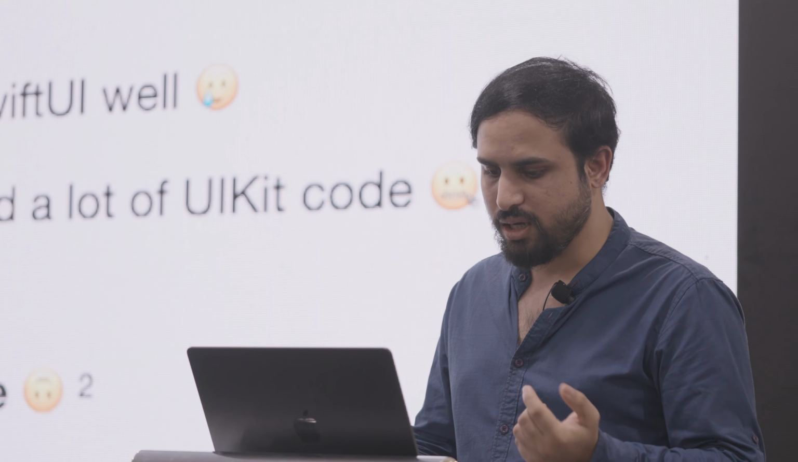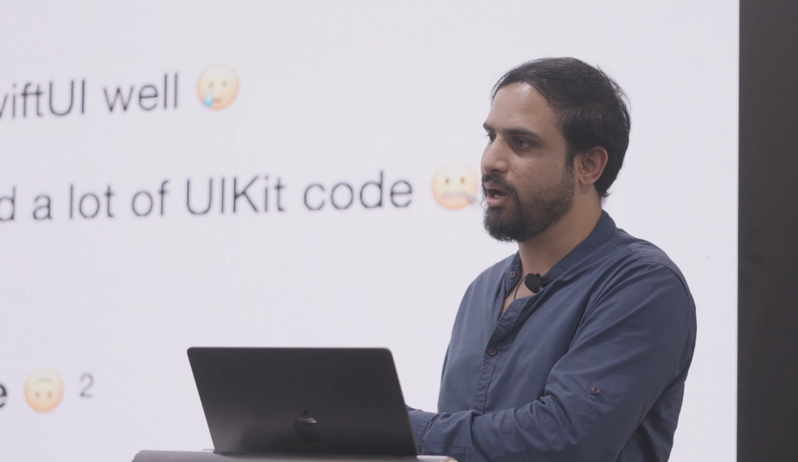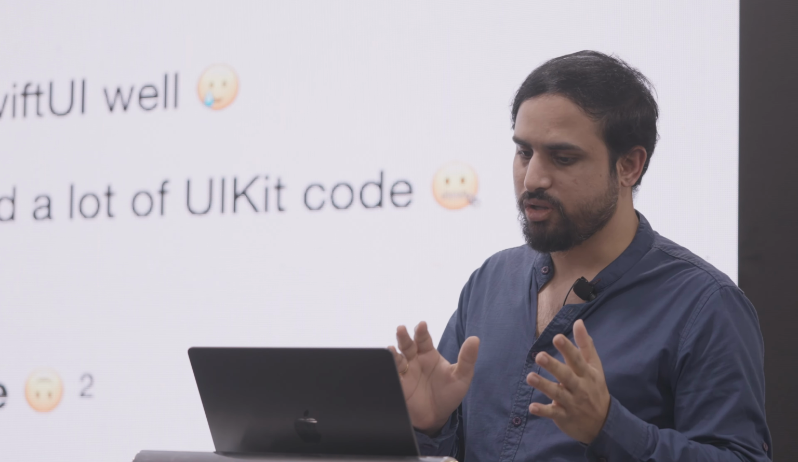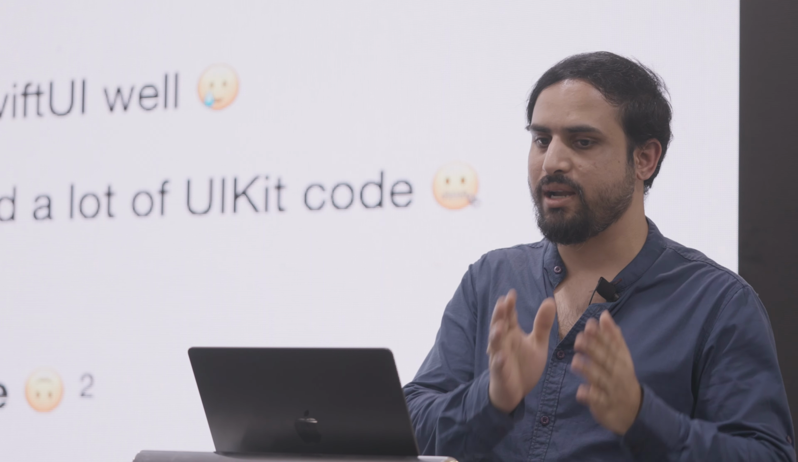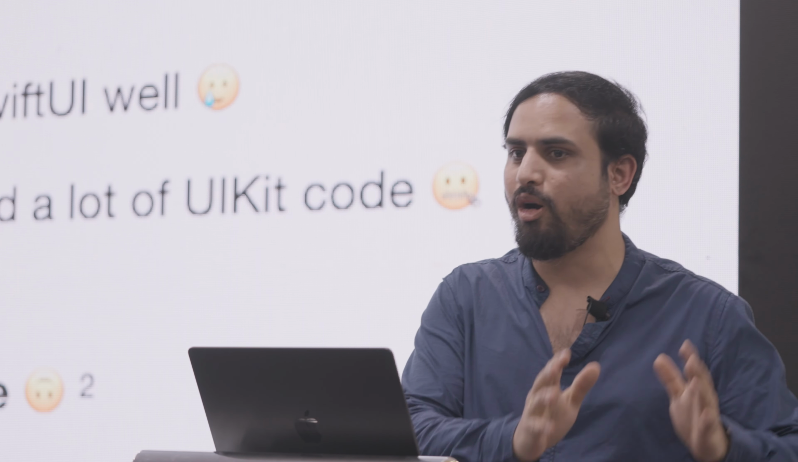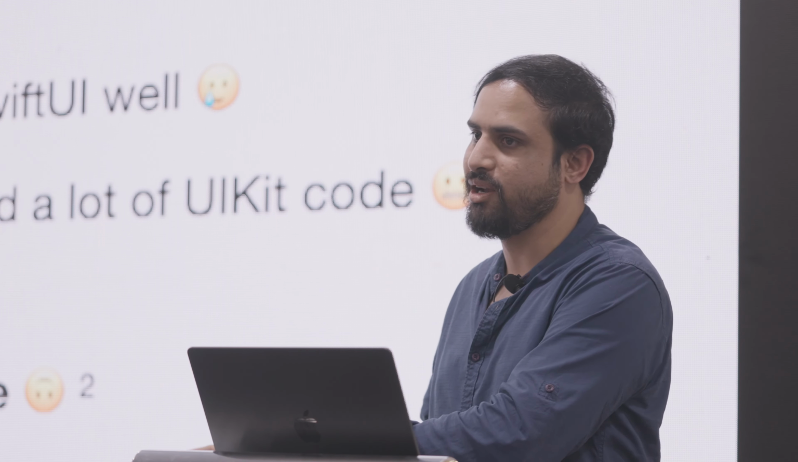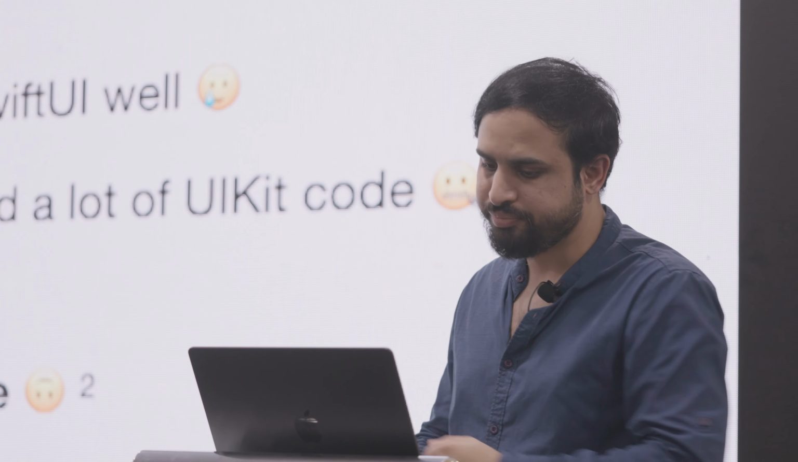So post this change, we thought that, OK, are previews finally going to work? But then no. We still had a challenge because for us to use previews on a particular part of the code, the dependencies that the code depended on also had to be recompiled. And the worst thing about it was that previews and simulators did not share the build cache back then. So for example, if you ran previews on your machine and went to run it on the simulator after that, it would just throw away everything that it built for the previews and rebuild for the simulator. And the next time you switched back to previews, the simulator cache would have been gone.